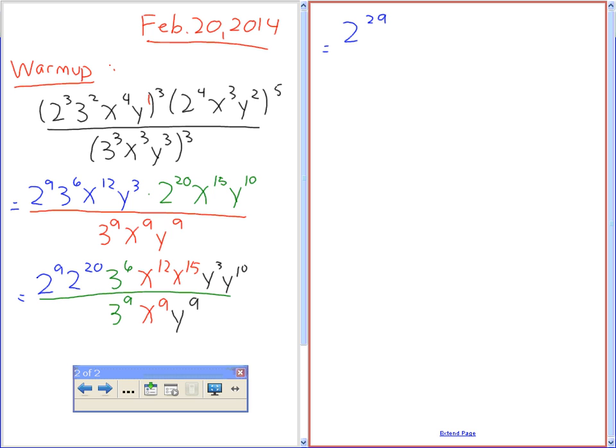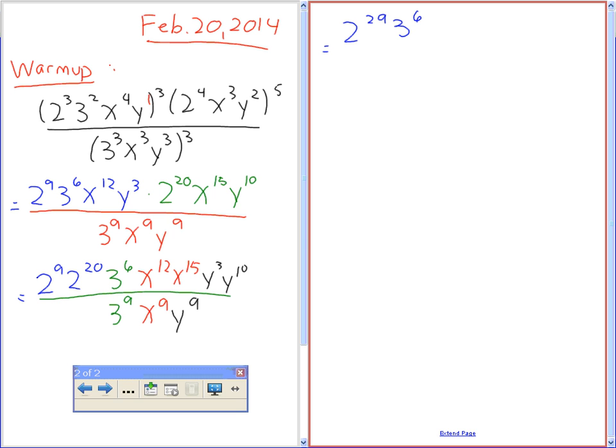Keep going. And then, so we do times 6? No, and this is just going to stay the same, right? Times 3 to the 6. And then x to the 12, or, yeah. So what's the x going to be then?